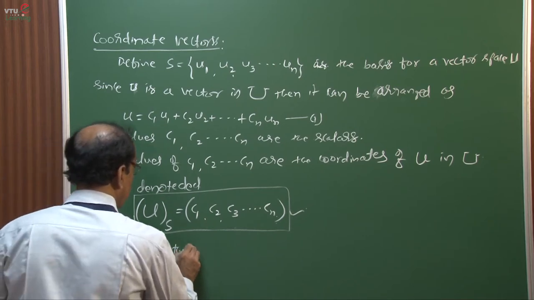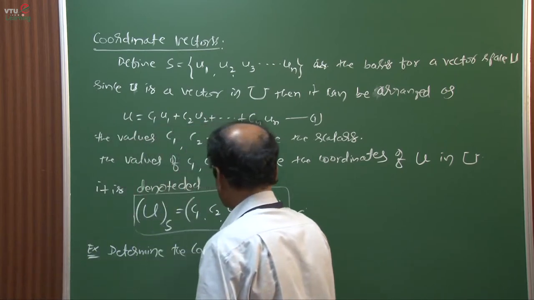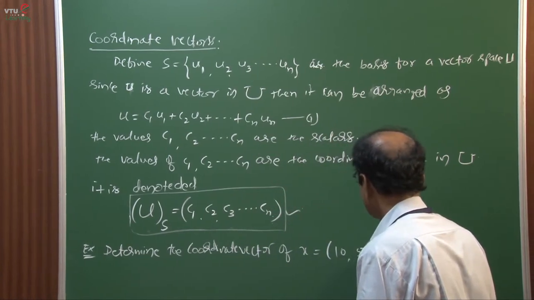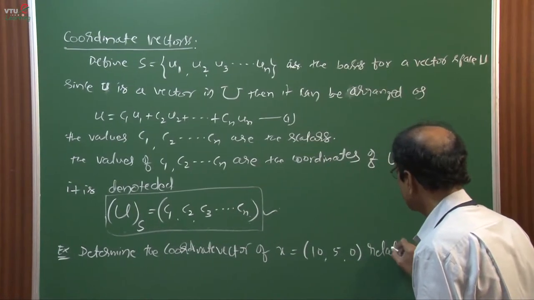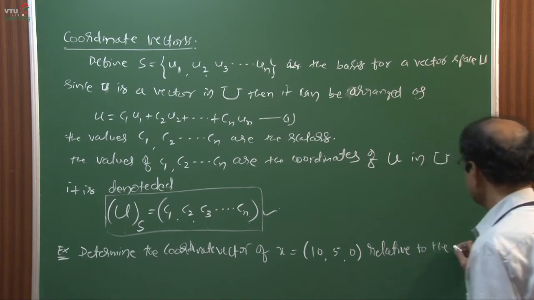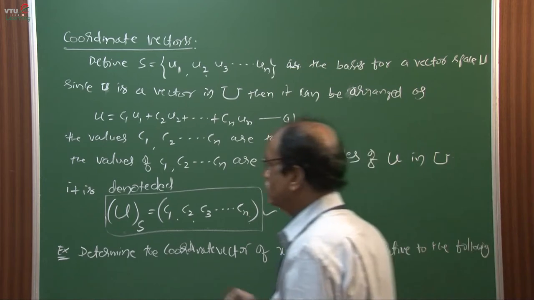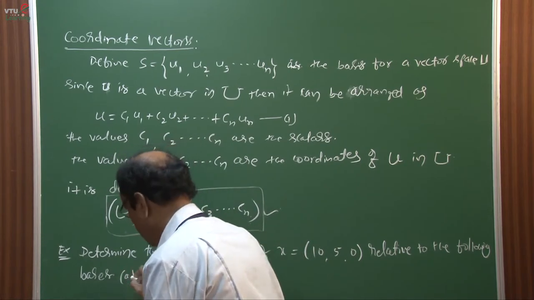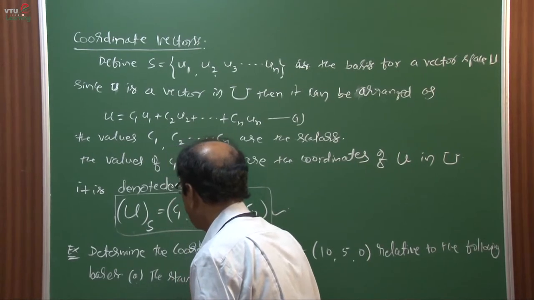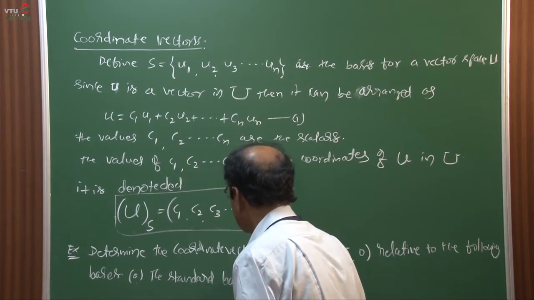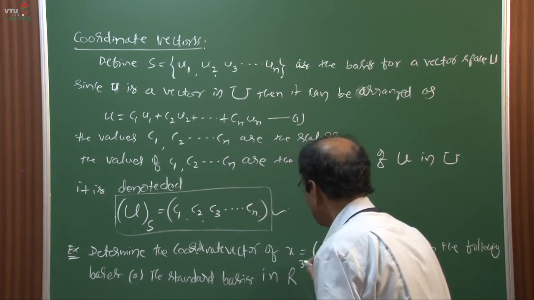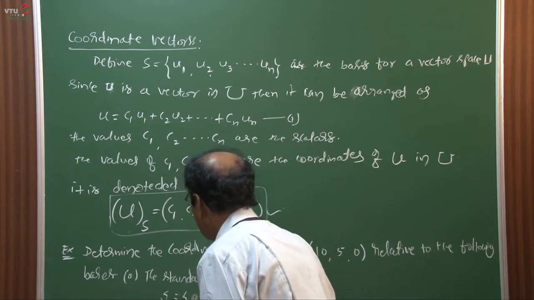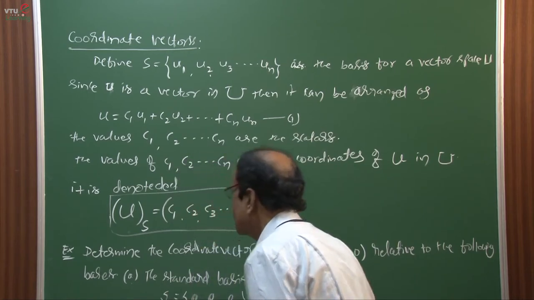Determine the coordinate vector of x equal to (10, 5, 0) relative to the following basis. The following basis: the first question is the standard basis in R3. That means the space with three values. S is equal to e1, e2, e3. This is the first question.